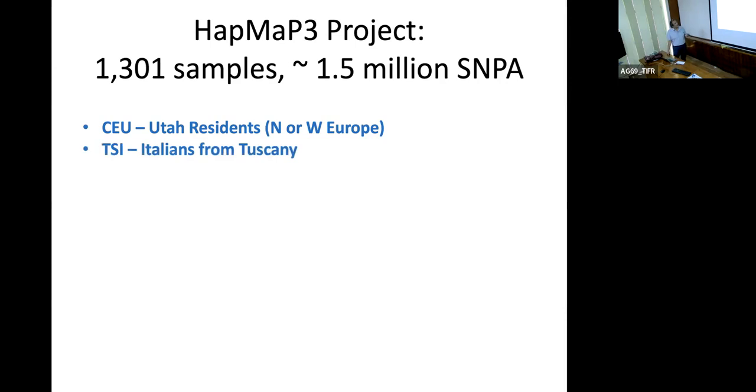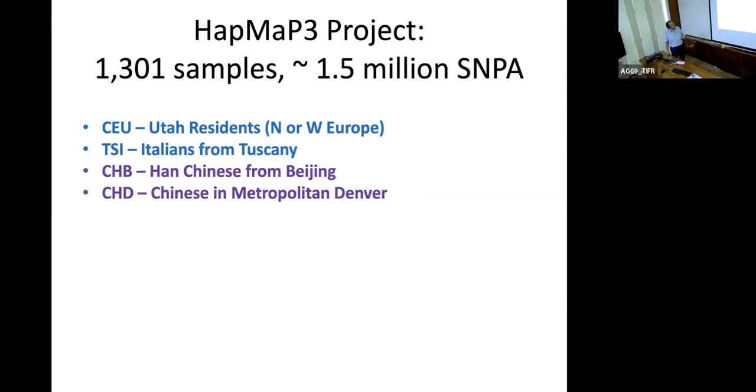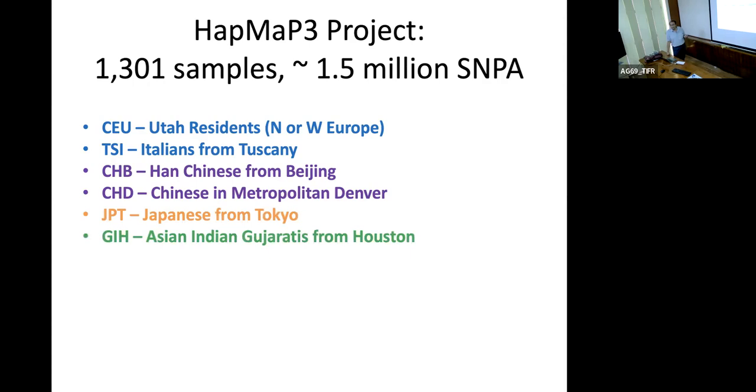So there was this HapMap project where they took 1,301 people, different groups. So you can see the groups here. Utah residents from Europe, Italians from Tuscany. I wonder why they chose that. You have to go there and select samples, drink some wines. And then Japanese from Tokyo, again, you know, some sushi. Asian Gujaratis from Houston.